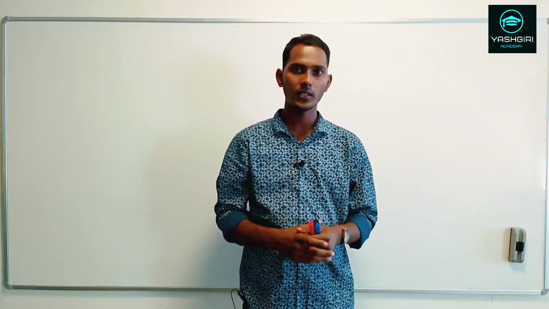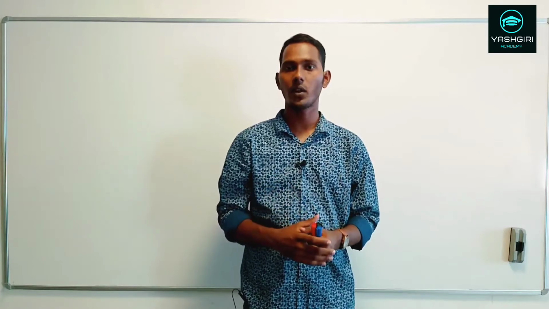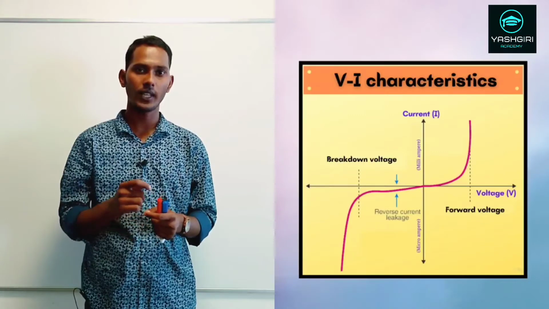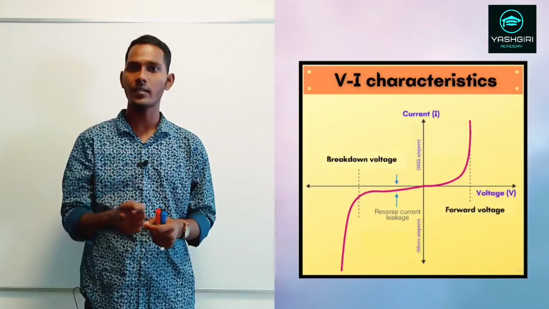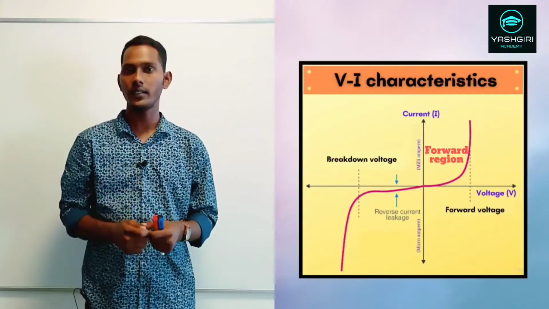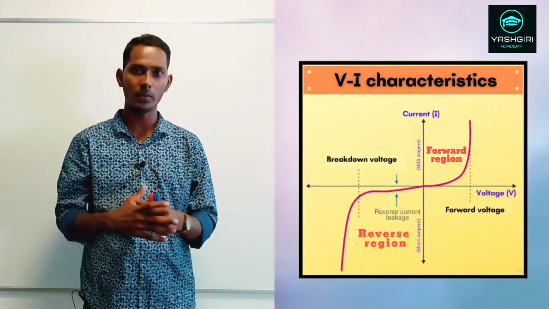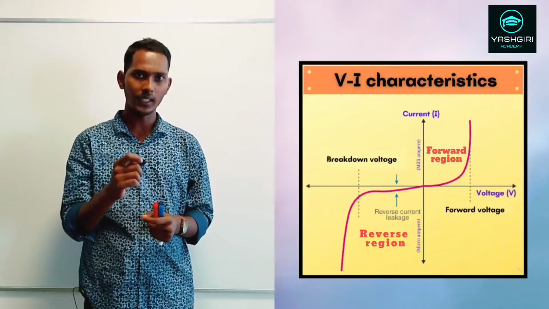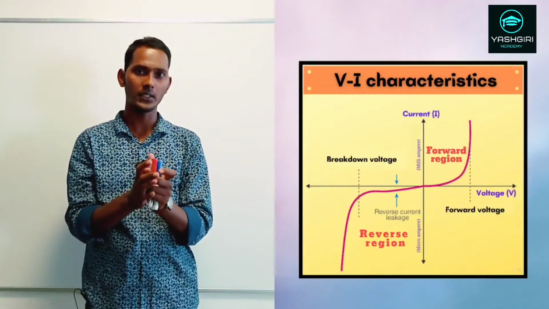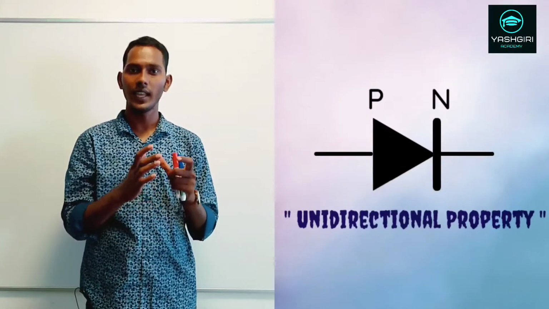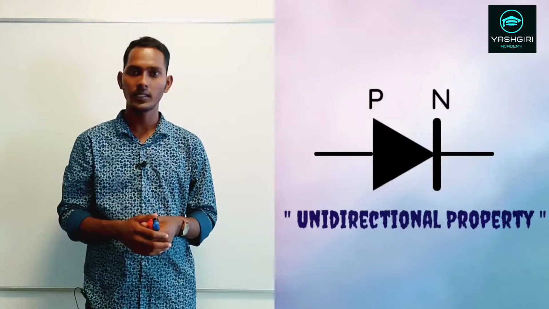So in the last class, we looked at the VI characteristics of a PN junction diode. And what we know is that a junction diode offers a very less resistance when it's in a forward biased mode and offers a very large resistance when it's in a reverse biased mode. So that is, a diode can conduct current only in one direction. So we will use this unidirectional property in converting the AC signals to DC signals.